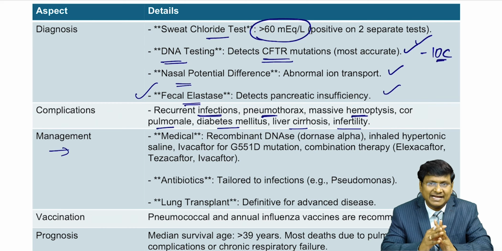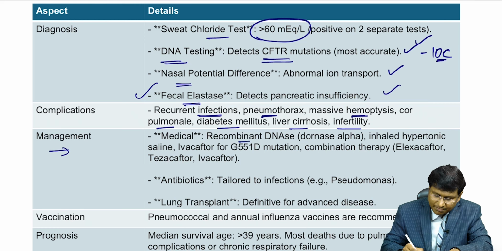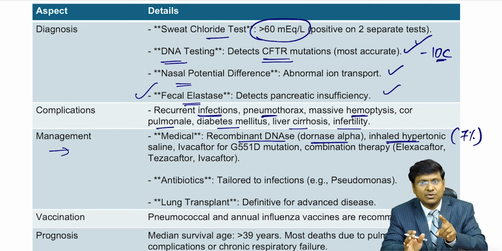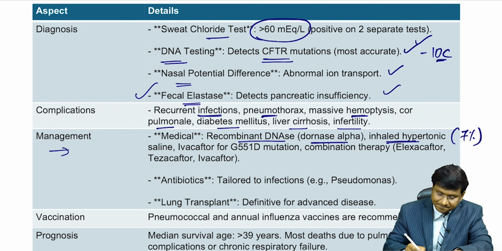Now these secretions have to be liquefied. So how will you liquefy the secretions? By giving recombinant DNase, that is dornase alpha, right? See, this dornase alpha as well as the inhalation of hypertonic saline, that is 7% sodium chloride, are the substances which will cause liquefaction of the sputum.